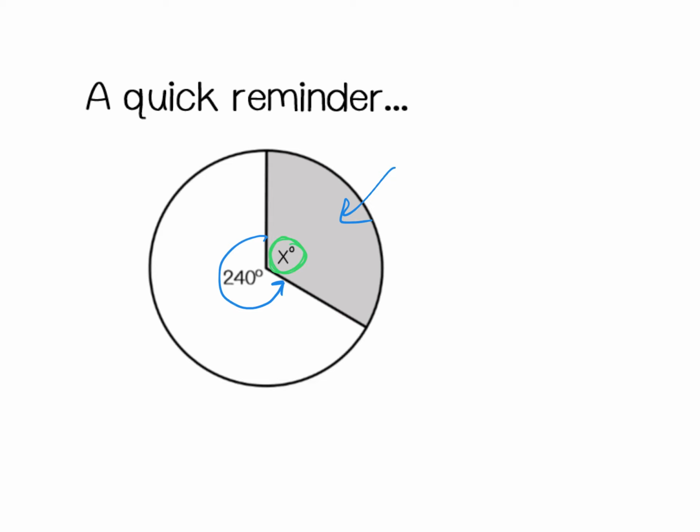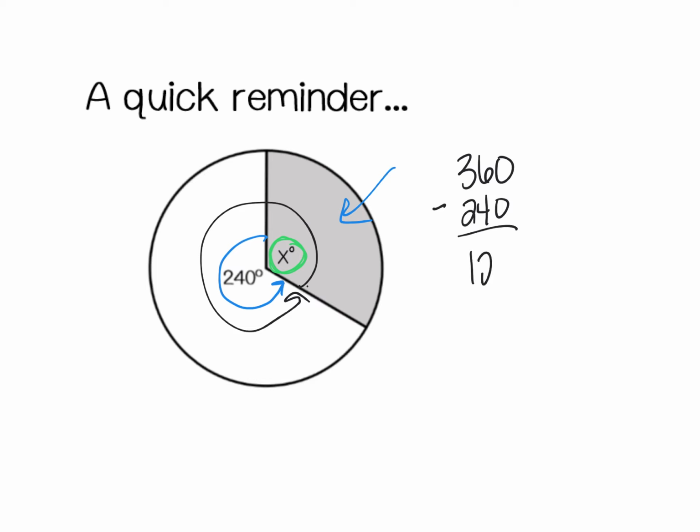So keep in mind all the way around, if I go all the way around the center, that's 360 degrees. So if that major arc is 240, then I can subtract that and I get 120 degrees. So that would be the measure of this angle and this arc. That's going to pop up every once in a while, so I just wanted to throw that in there as a quick reminder.